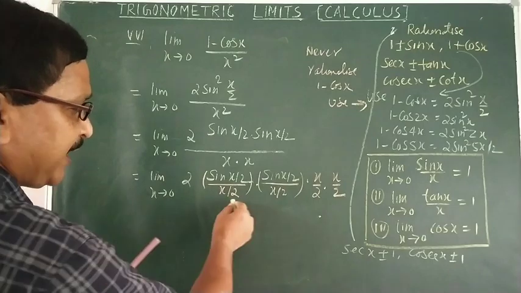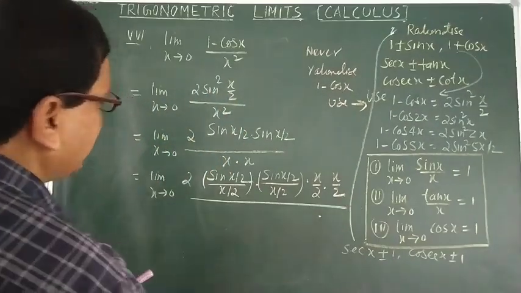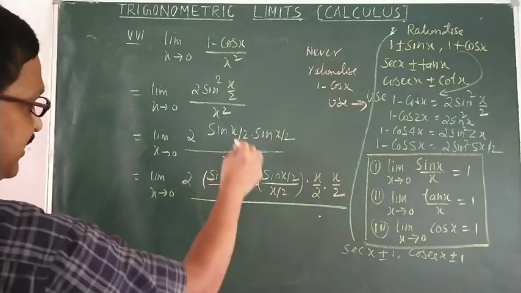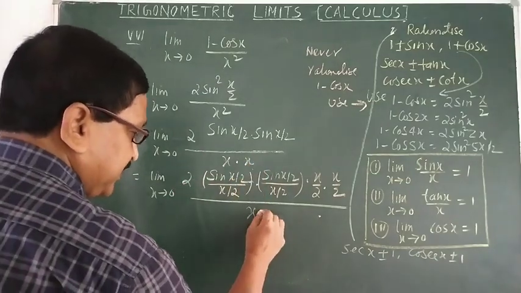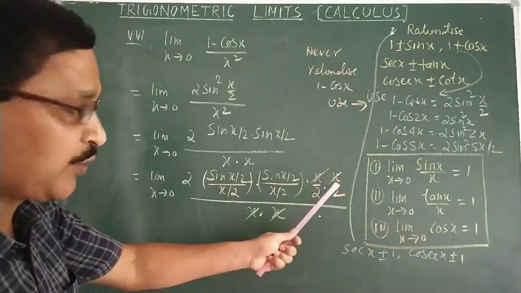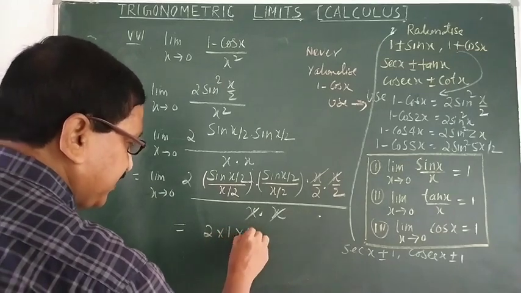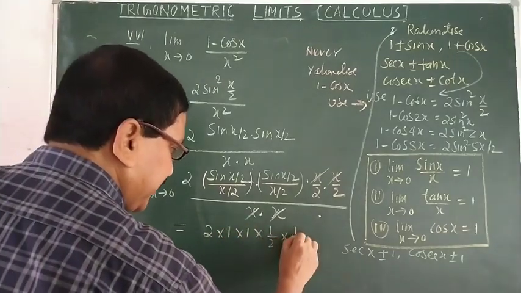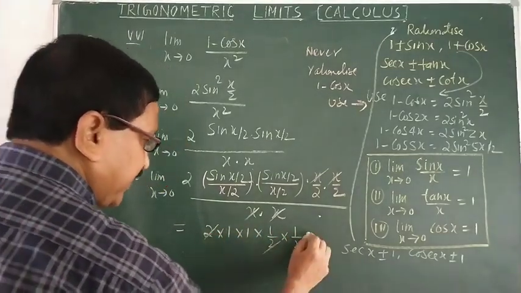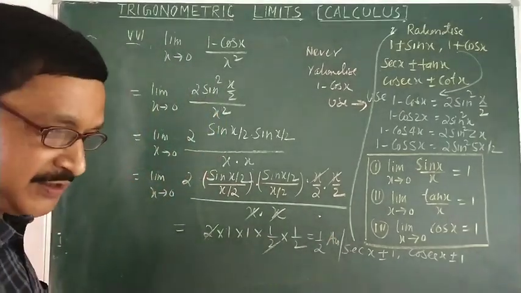You have used x by 2 at 2 places. So multiply twice x by 2, x by 2. Now your denominator is x into x. This is x into x. So both x are cancelled. तो दोनों x कट गया. Now your answer is ready. 2 into 1 into 1 into 1 by 2 into 1 by 2. So this is 1 by 2 answer. So your answer is successful.